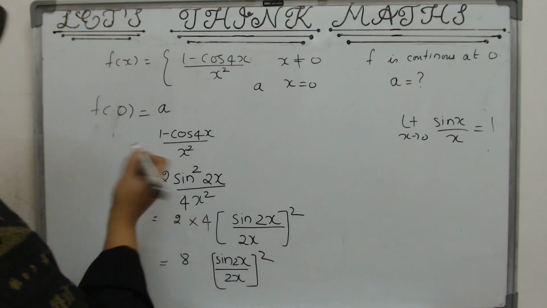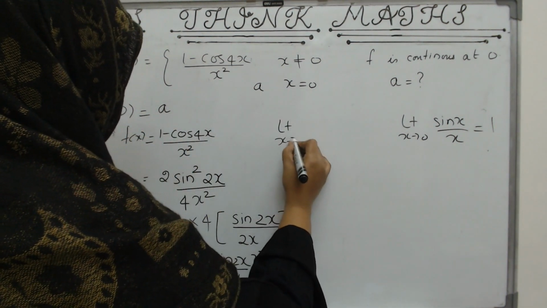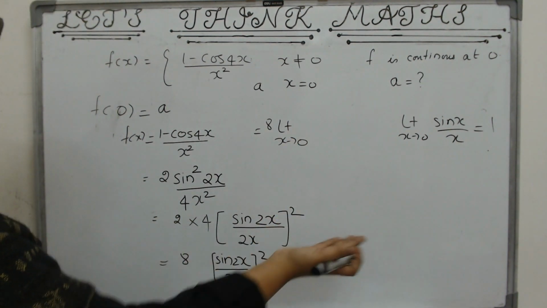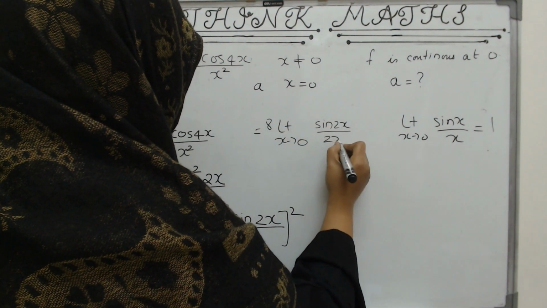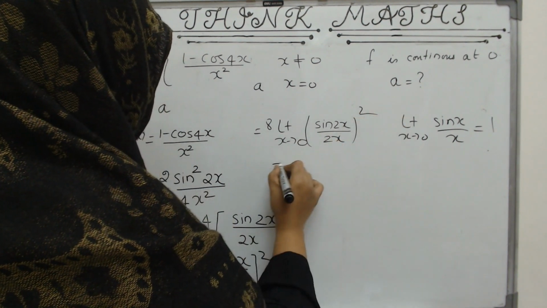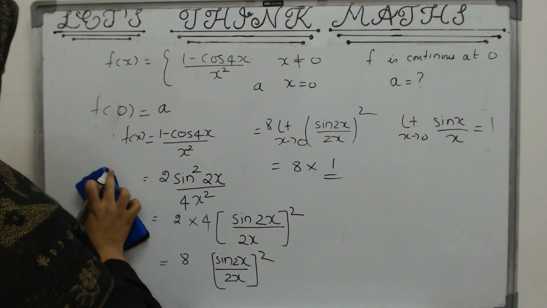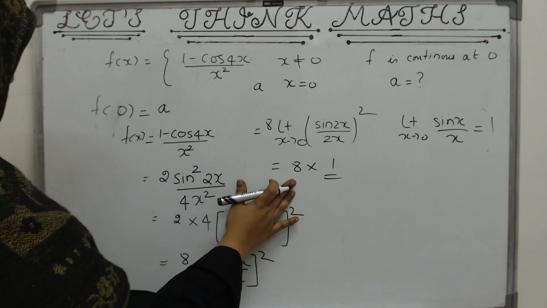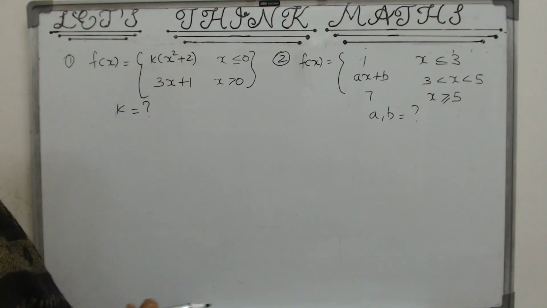Now what is this? This is our f of x, right? So as limit x tends to 0, what do you have? You have 8. 8 does not have an x. It is a constant term, so we can take it out. The whole square, the whole thing tends to 1. So this is your answer. So the limit of f at 0 exists and it is equal to a. So if f is continuous at 0, then this a will be equal to 8. That is your answer.